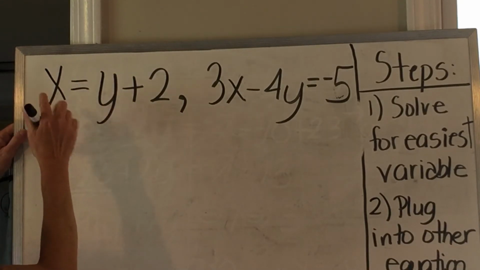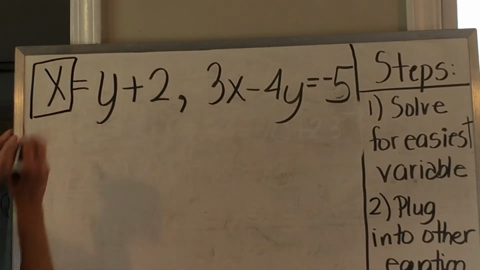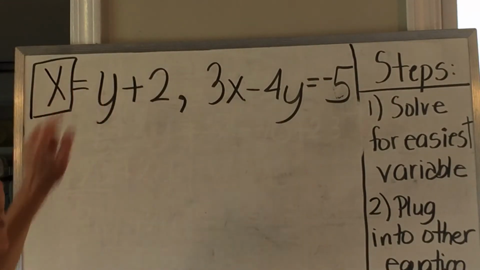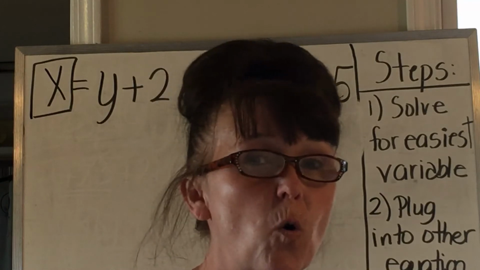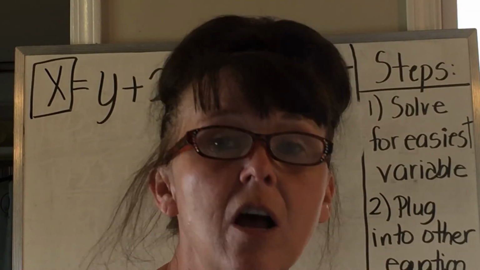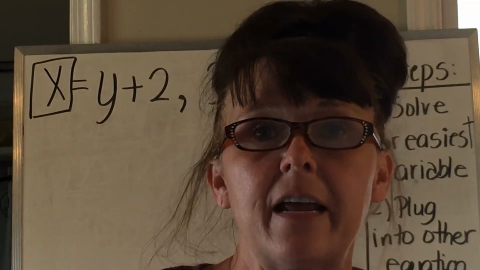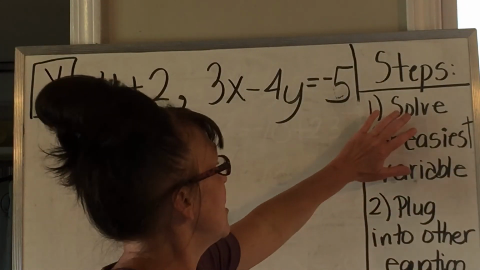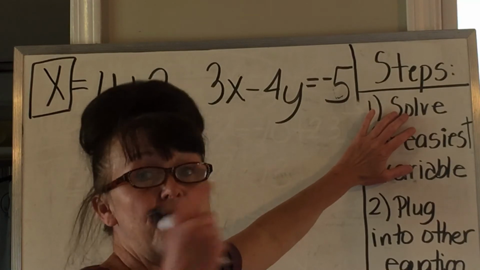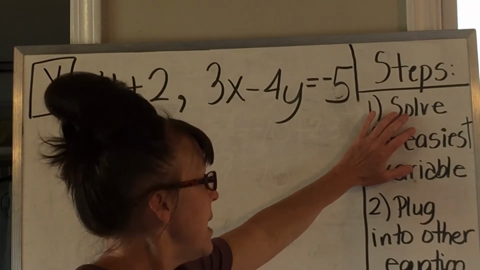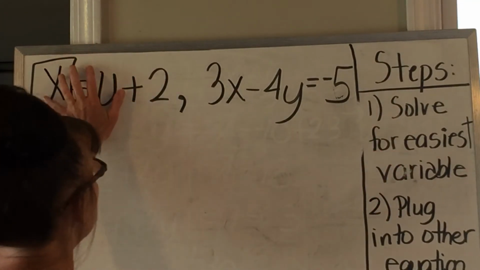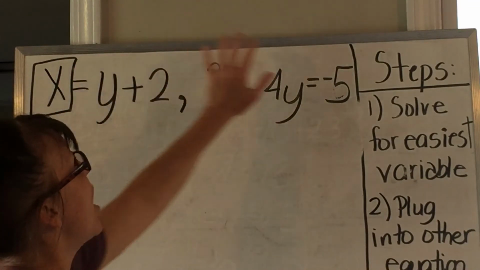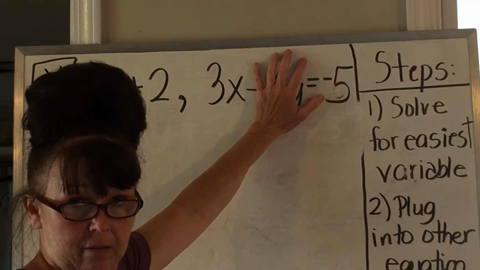And look, x is already by itself. So equation 1 is solved for x. And you go, how do you know? Because the equal sign is right behind the x. So you've already done this. This step is already done. You just had to find it. Okay, now take that equation and plug it into the other equation.